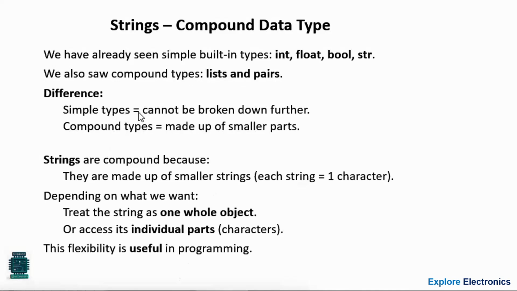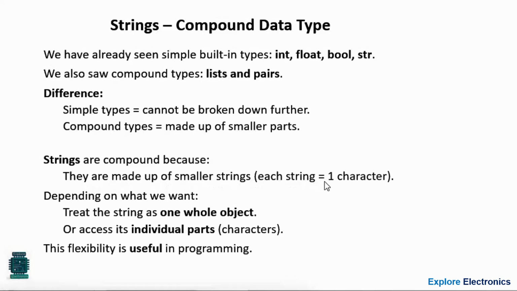Here, simple types mean they cannot be broken down further. For example, if I take James, it is a simple type. I cannot break it down again further. That's why it is a simple type. If I take James Gosling, it is a compound type. I can further divide it. That is a compound type. Here strings are compound because they are made up of smaller things.